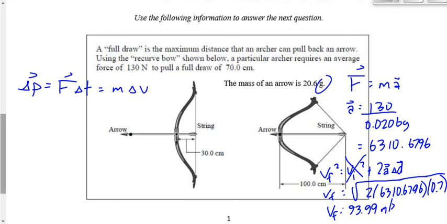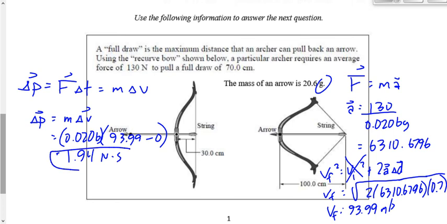And now what? Probably this, right? 0.0206 times a change in velocity of 93.99 minus 0. Right, final minus initial velocity. Is that what you did? Times it by 0.0206. 1.94. That's a tough question. Yeah, that's a tough question for sure. Oh, okay. Interesting. I never thought of that one actually.